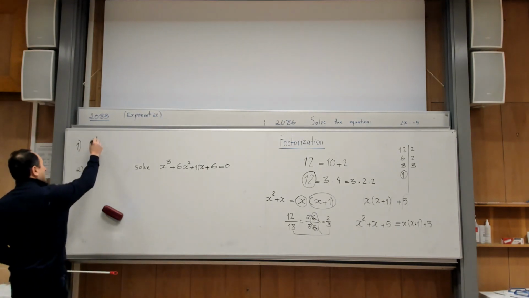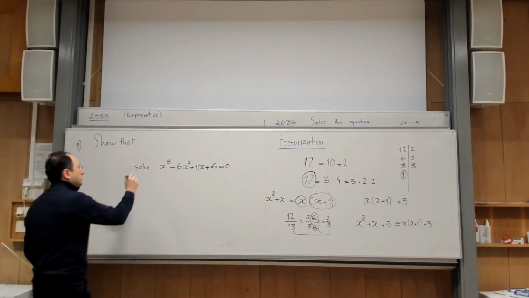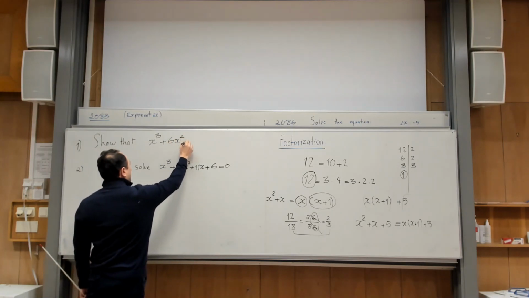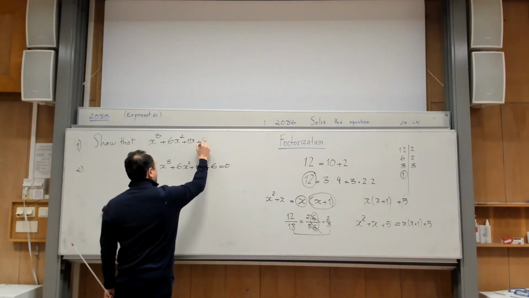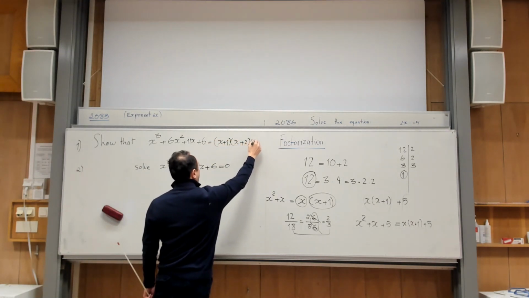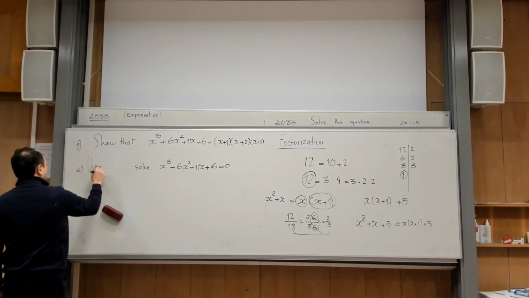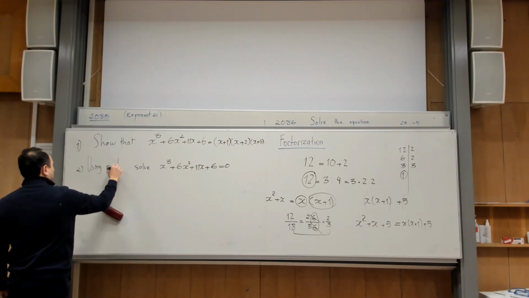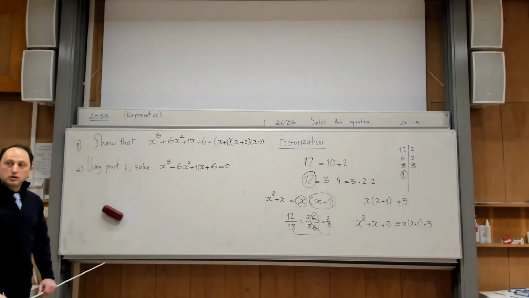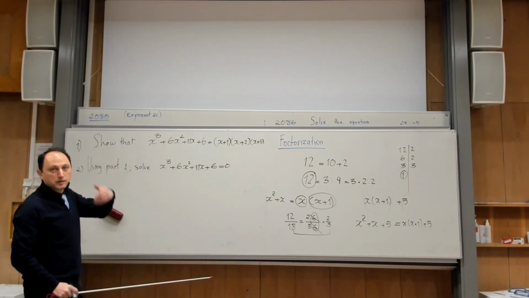Okay? I would say that show that, and I want to wait for you to do it for me. Show that x to the 3 plus 6x squared plus 11x plus 6 is equal to x plus 1 times x plus 2 times x plus 3. And then I would say using part 1, solve this. Now this is not hard at all, because the hard part is this one, which is done by the problem and proposed to me.